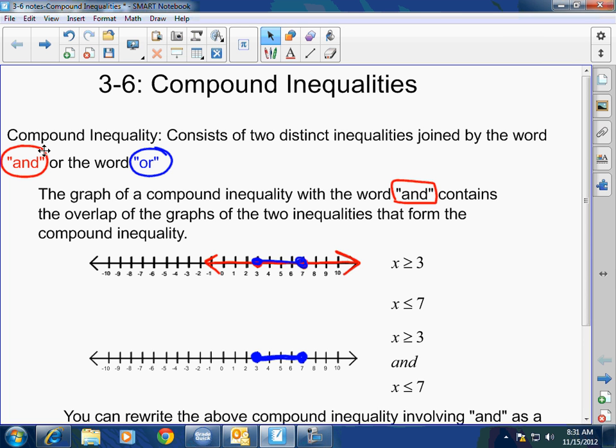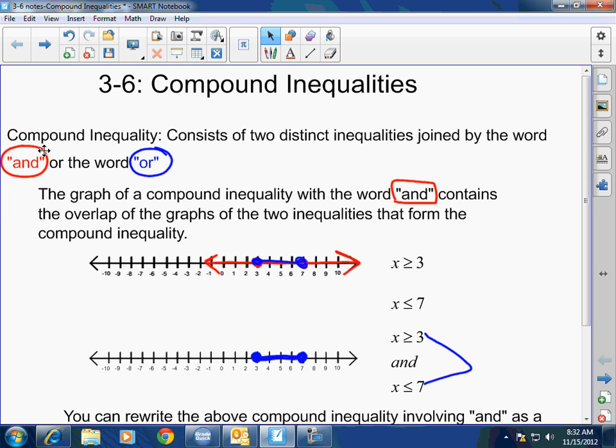Yes, sir. This is the answer. Yes, this guy right here in blue. That's the compound inequality. Why? Because they took the x is greater than or equal to 3, and they took the x is less than or equal to 7, and they joined them together. And as you saw, when I put one graph on top of the other, the little blue highlighted section, that's the section that overlapped. Does that make sense?